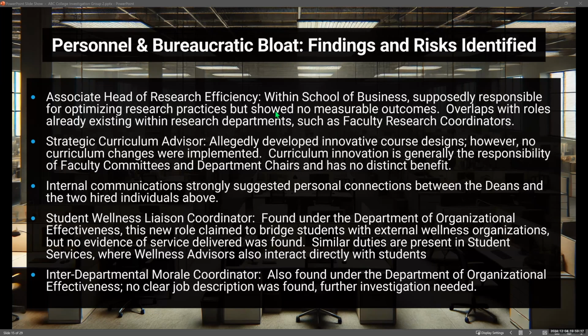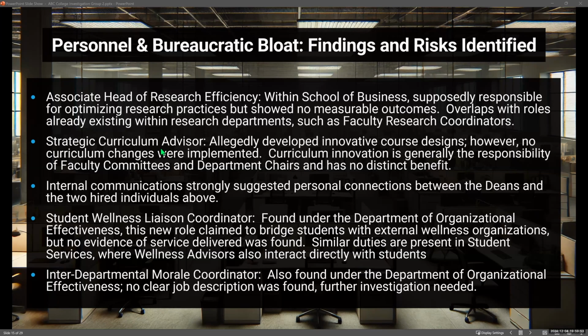There was also the strategic curriculum advisor who allegedly developed innovative course designs. However, no curriculum changes were actually implemented or suggested. Curriculum innovation is generally the responsibility of faculty committees and department chairs, and this new position has no distinct benefit. Internal communications, just as a note about those first two, strongly suggested that personal connections between the deans and these two hired individuals exist.